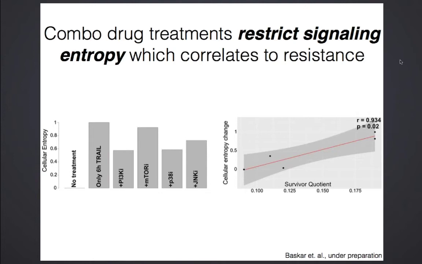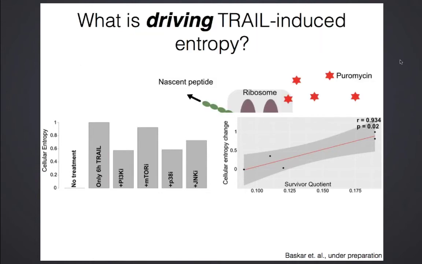So we see cellular entropy varies with these different combination therapies, and there's significant correlation of the cellular entropy change to the survivor quotient or the resistance level of these different inhibitors across different cell lines as well.